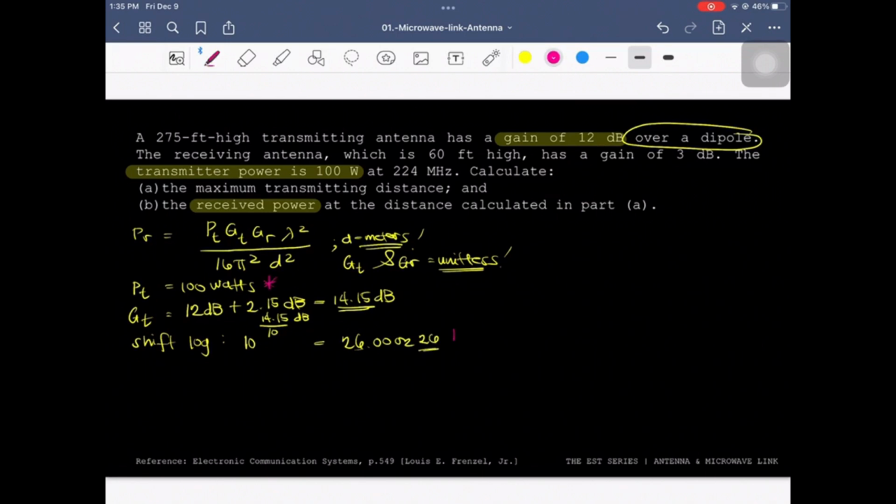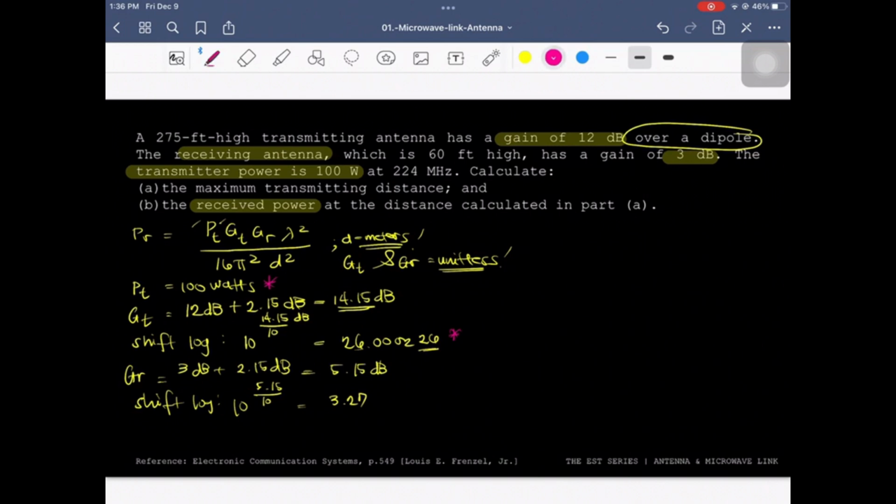So, lagyan lang muna natin dito ng annotation yung ating mga final values. So, for the gain of the receiving antenna, we have here 3 decibel plus 2.15 decibel. And we will get 5.15 decibel. Similarly, we will convert it to a unitless value, and we will have an answer of 3.27. Okay, so meron na tayong transmitted power, the gain of the transmitter, and the gain of the receiver. And we will store these values to B, to C, and to D respectively para madali natin siyang i-plug mamaya sa calculator.